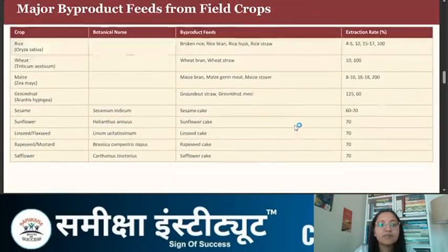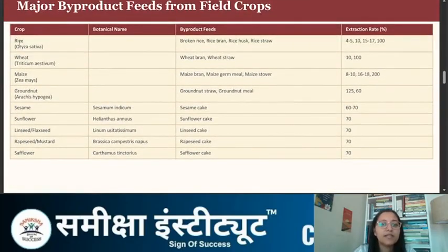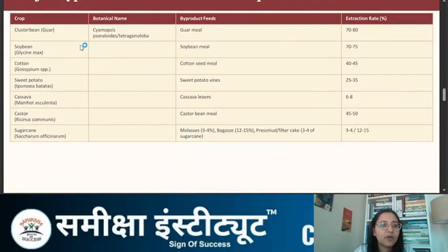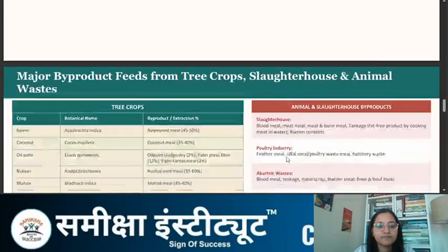Then what are the basic byproducts that we will obtain from rice? Broken rice, rice bran, rice husk, rice straw. Then wheat, wheat bran, wheat straw, maize, maize bran, maize stover, groundnut husk, groundnut meal, groundnut straw, groundnut cake, etc. Sesame, sesame cake. All these are cakes that can be derived from different oil seeds. Then again meals can be derived from different oil seeds. Then soybean meal, then cotton seed meal, sweet potato, cassava leaves, etc. All these can be made, and these are the extraction rates.